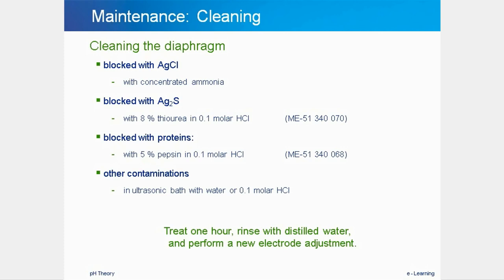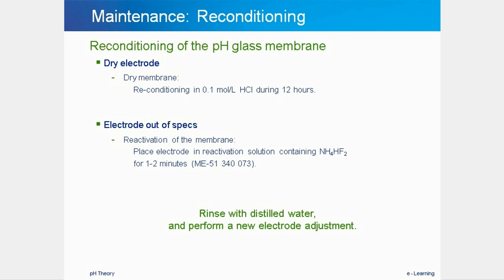Should the diaphragm be blocked with proteins, a 5% pepsin solution in 0.1 molar hydrochloric acid can be used to clear it again. For all other contaminations, an ultrasonic bath can be used to clean or unblock the diaphragm. After cleaning, the pH electrode should of course be calibrated again before any measurements. Mettler Toledo supplies some of these cleaning solutions ready to use. The part numbers are also given on the slide as a reference.